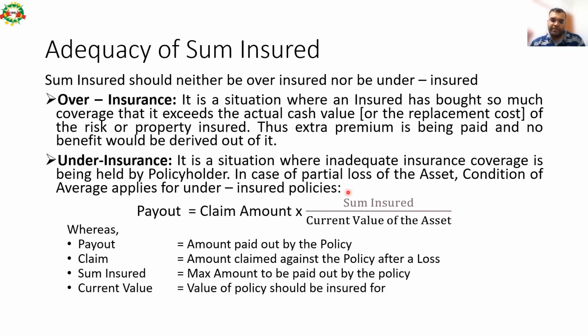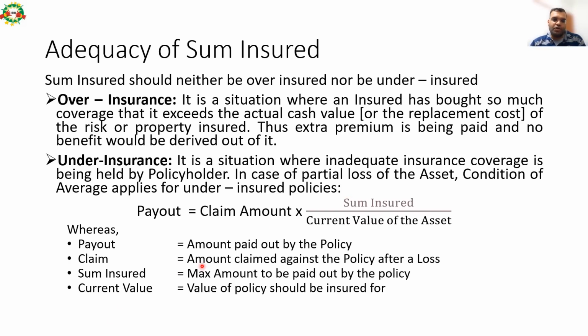So if my asset value, property value, is 1 crore rupees and I have taken insurance of 50 lakh rupees, it is under insurance. So the under insurance quotient is 0.5. I have taken cover for 50% of the value of the asset. So if I incur a loss of say 10 lakh rupees, out of 10 lakh rupees, 50% will be paid by the company, which is equal to 5 lakh rupees. We'll see examples in the next session.